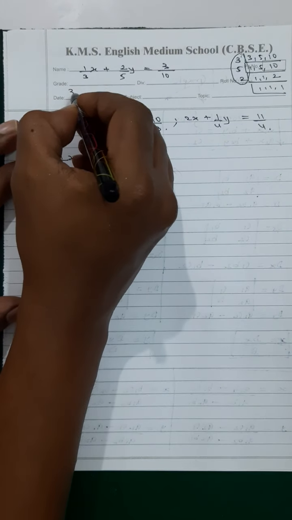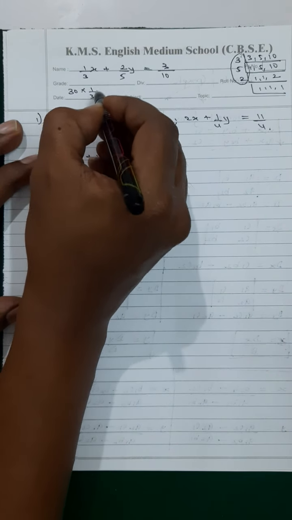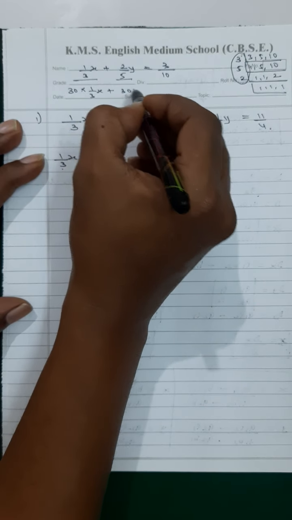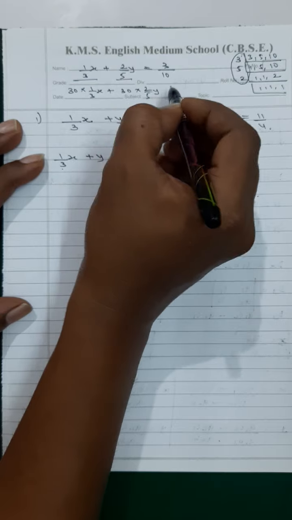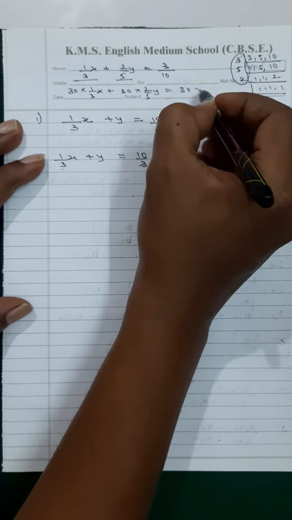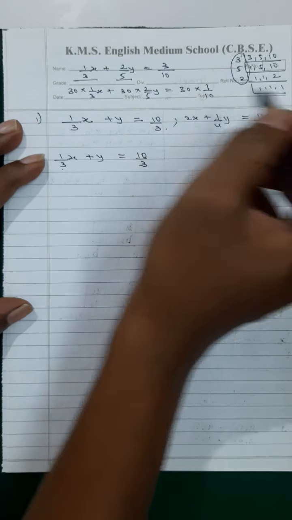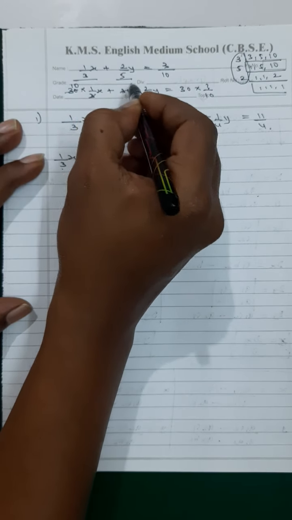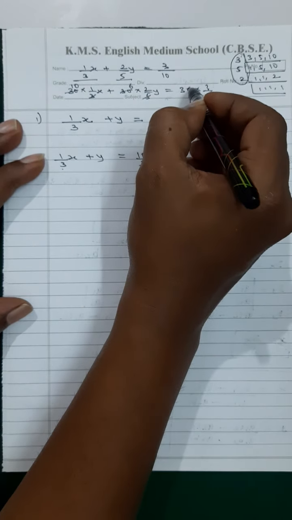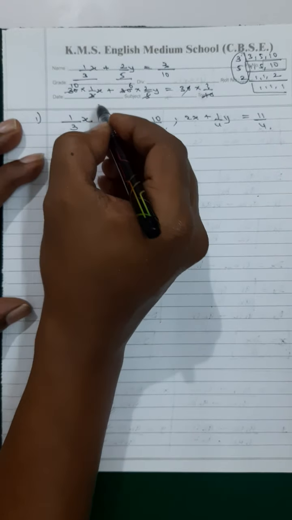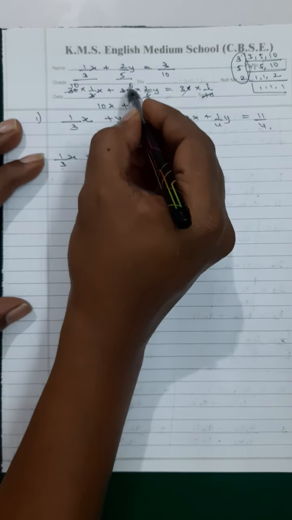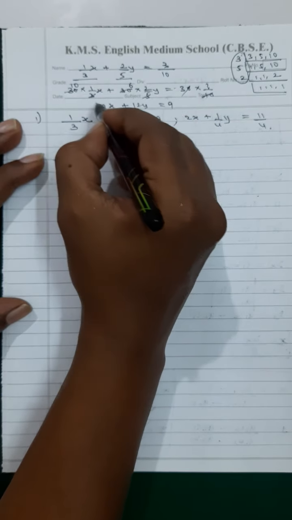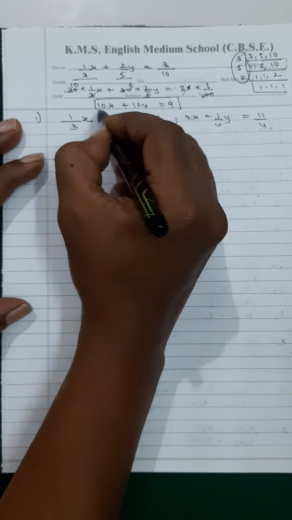30 is your LCM. Multiply this throughout by 30. So what will happen? 30 into 1 upon 3x, and I will multiply this also by 30, and this also by 30: 30 into 2 upon 5y is equal to 30 into 3 upon 10. When I divide, this will be divisible: 10x, 5 6s are 30, 10 3s are 30. So what I get is 10x plus 6 2s are 12y is equal to 3 3s are 9. This will now become my general form.